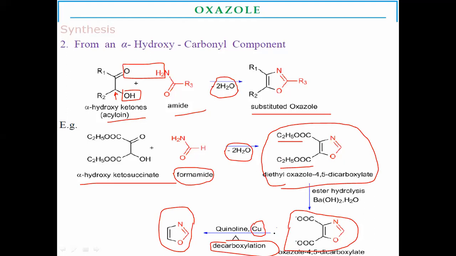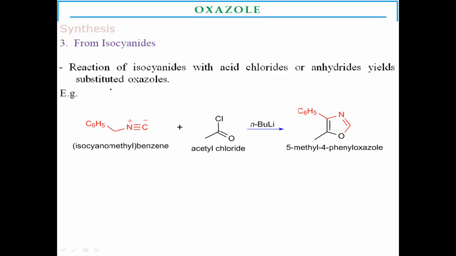These are examples where alpha hydroxycarbonyl compounds react with the amide to form the substituted oxazoles. Depending on the substitution, we choose which type of substitution to carry out, this R1 and R2.